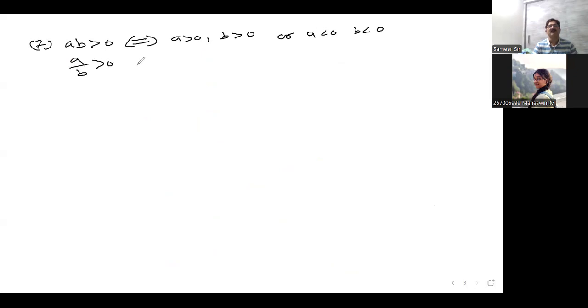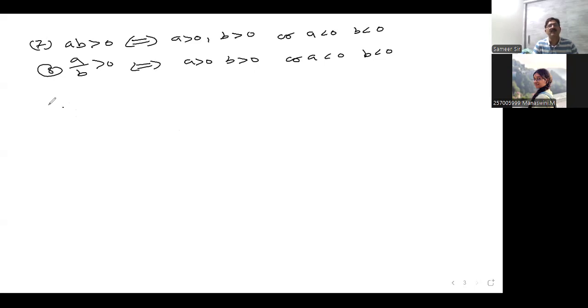So, the seventh one, you see this one. Same story. If we take AB greater than 0, what happened? A is positive, B is positive, both are positive. Or you can write A is negative, B is also negative. This is applicable for AB greater than 0. No change at all. A is positive, B is positive, or A is negative, B is negative. Like this.